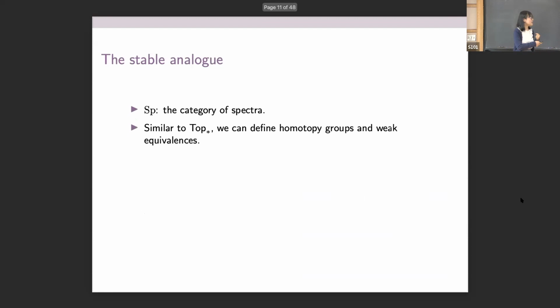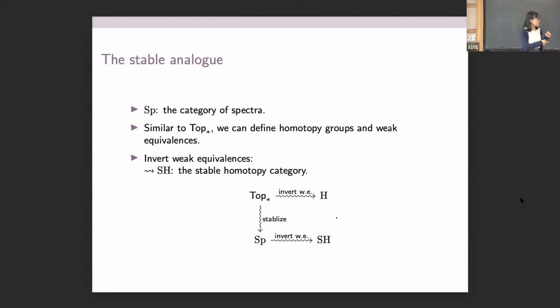Similar to topological spaces, we can define homotopy groups, use homotopy groups to define weak equivalences, and invert the weak equivalences. So here is a picture which summarizes what I just said. You start with topological spaces and you stabilize to get a stable category, and you invert weak equivalences to get the stable homotopy category. So the big question in this category is that we would like to calculate the stable homotopy groups of the sphere.